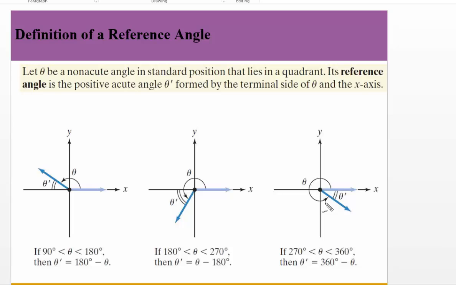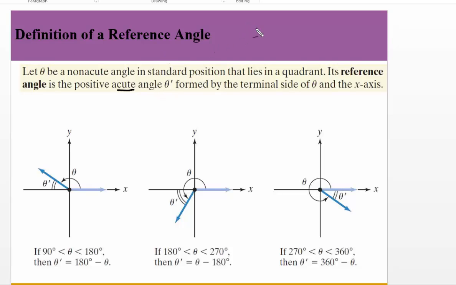Now, the definition of a reference angle, it says let theta be a non-acute angle in standard position that lies in a given quadrant. And we've got just about all the quadrants here. Now, non-acute means it must be outside of quadrant 1, because if you chose an angle in quadrant 1, its reference angle would equal that angle. So we kind of leave quadrant 1 out here. So it says its reference angle is the positive acute angle theta prime.